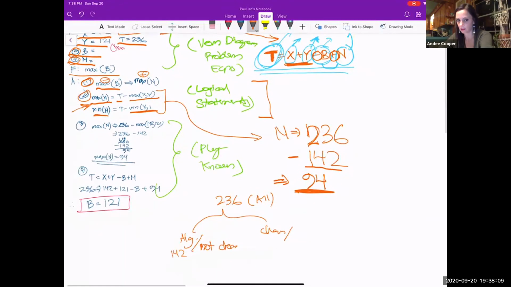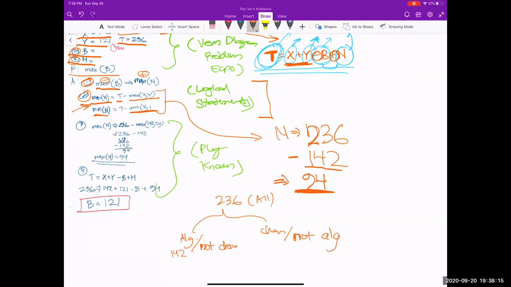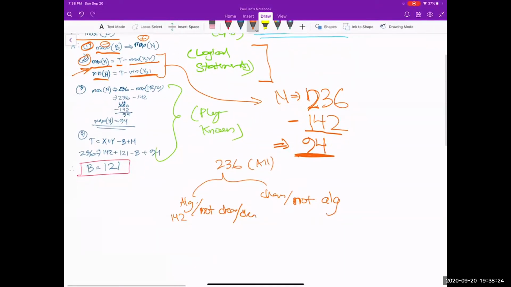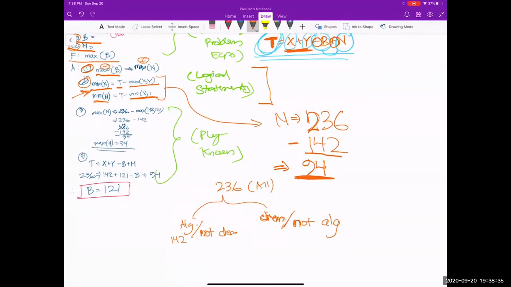So you have two choices for neither, because those 142 people could also be taking chemistry. It could also be both, right? It could be that, or it could be chemistry, which is both. But those aren't given to you, so that's why you have to make some of these assumptions to make sense of a conclusion, or somewhat of a conclusion.